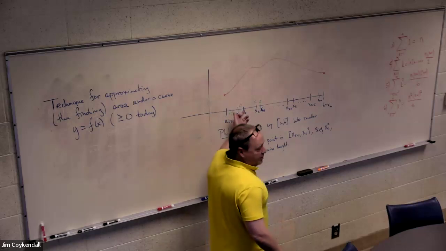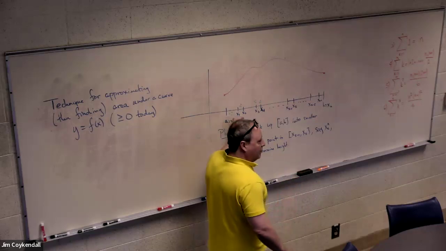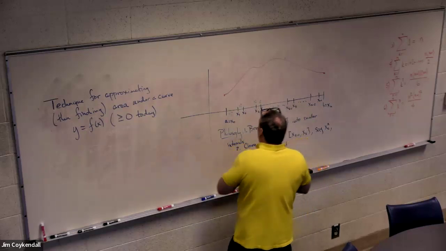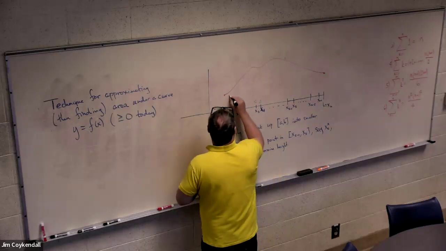Well, I'm going to put boxes in here. Remember how I put boxes under the curve? When I put boxes under the curve, I need to make a choice. How do I determine height? Well, x1 determines the height of this box here. So it goes up and reads how high that function is across this box.